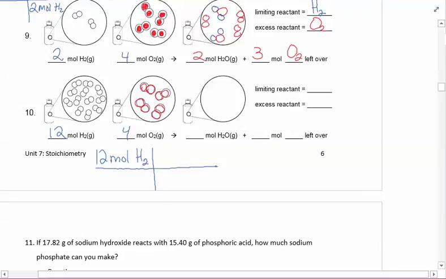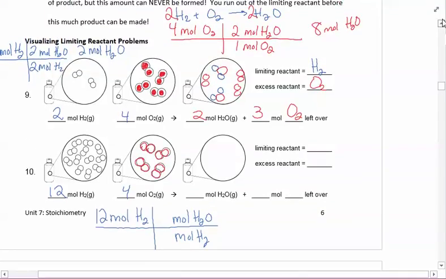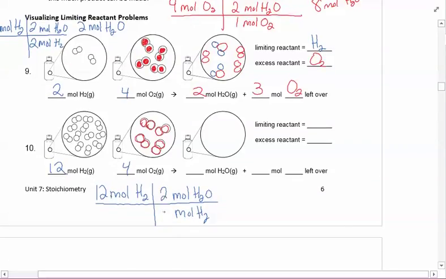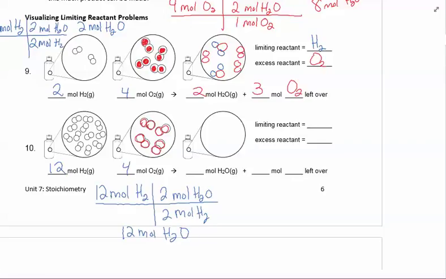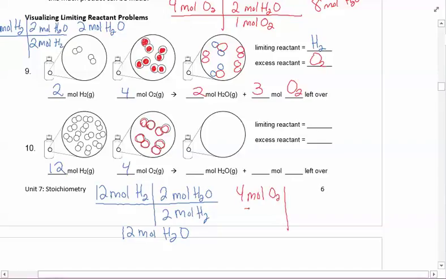It's the same mole-to-mole ratio. So moles of hydrogen to moles of water. Based off of our balanced chemical reaction, it's going to be a 2-to-2 reaction. So I'm going to make 12 moles of water. I'm going to do the same calculation now with oxygen. I have 4 moles of oxygen. Moles of oxygen to moles of water. And this is going to be a 2-to-1. So I'm going to be able to make 8 moles of water.